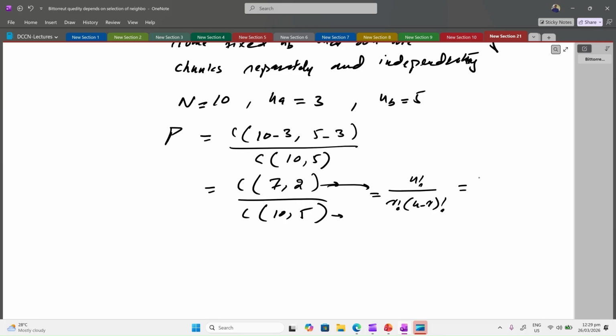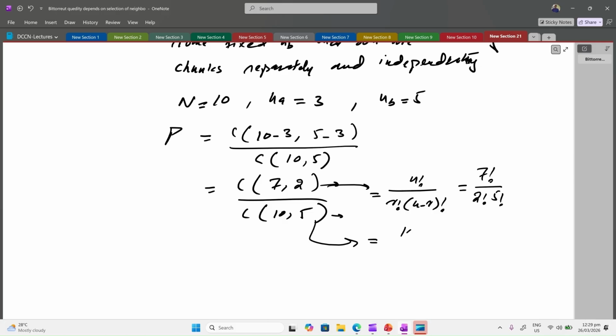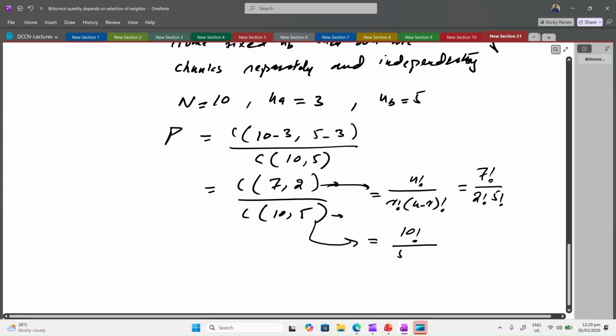So this is 7 factorial divided by 2 factorial into 5 factorial. Similarly, I can solve this as well. 10 factorial in numerator divided by 5 factorial multiplied by 5 factorial.